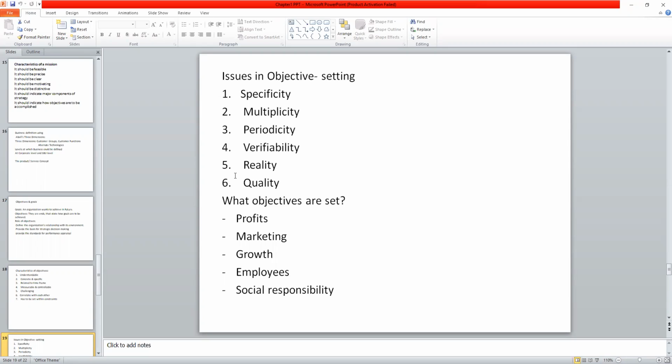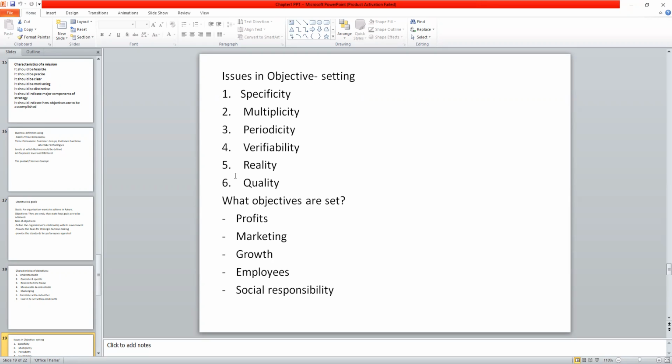The next is the quality. Now, objectives may be good as well as bad. They provide specific direction and a tangible basis for performance evaluation. So here, whenever the company thinks of setting the objectives, based upon these other 5 factors, it will define the quality of these objectives.